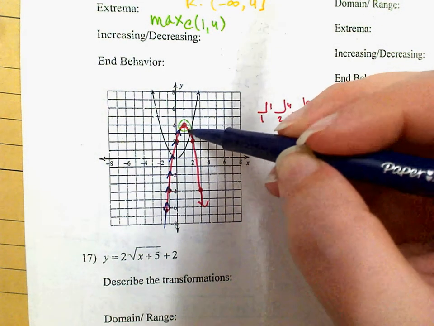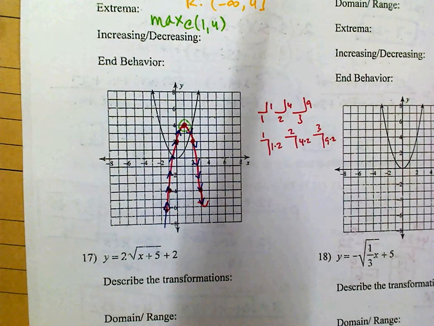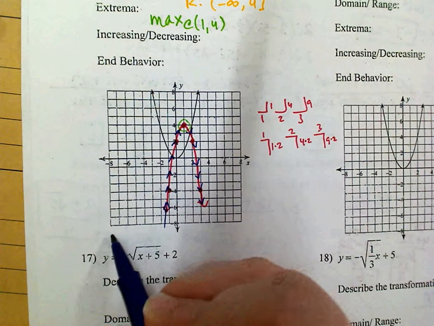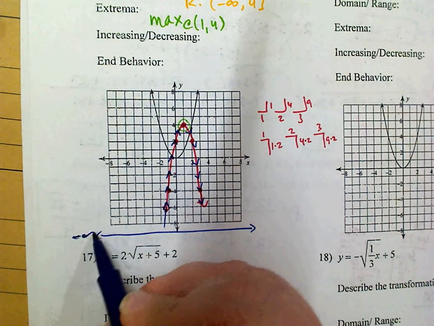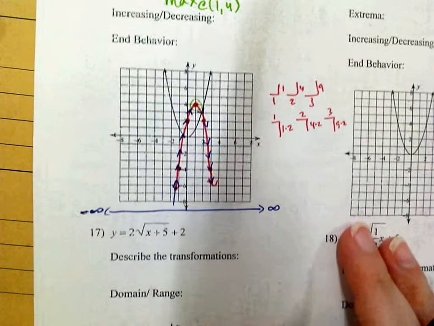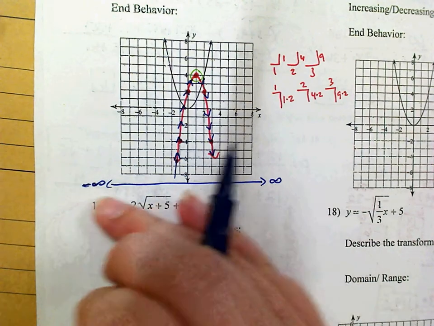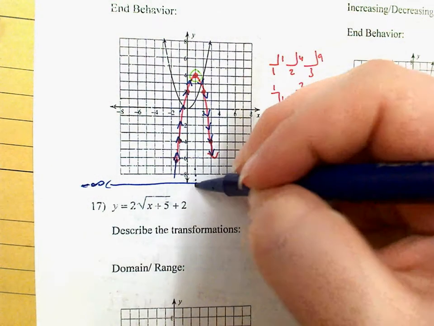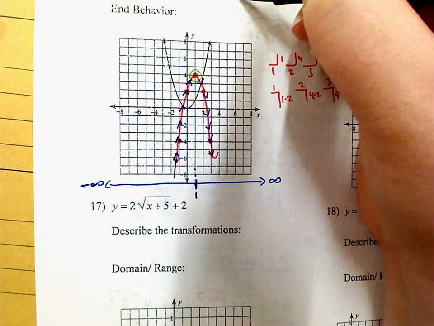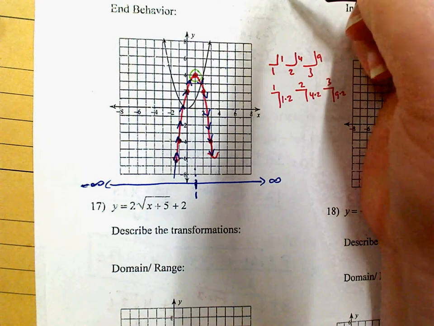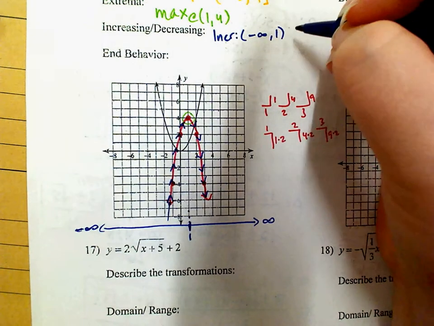But increasing and decreasing, I'm talking about where. So, negative infinity, positive infinity. The function is going to be increasing all the way from negative infinity until I reach 1. So I would say it's increasing from negative infinity to 1 on the x values. And then I would say it is decreasing from 1 to positive infinity.